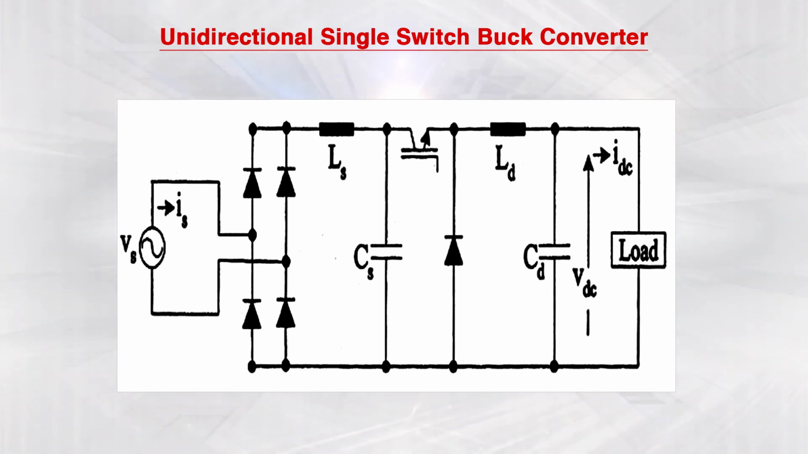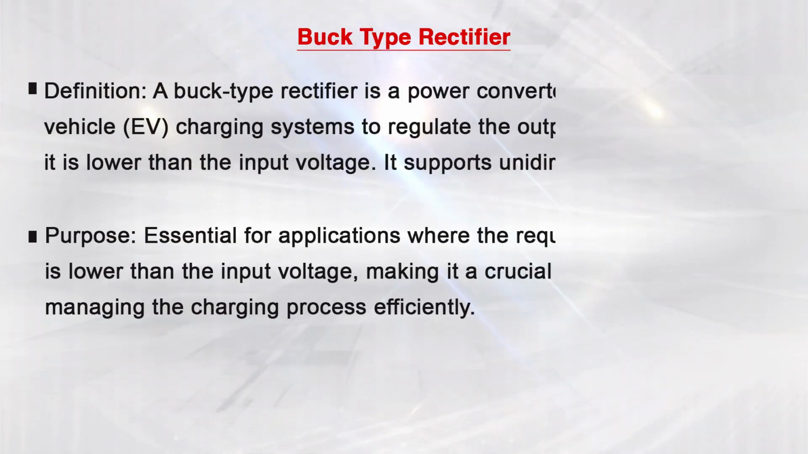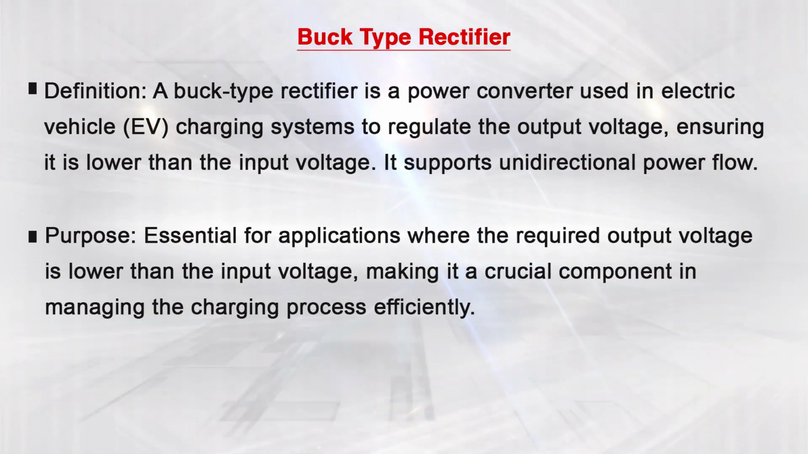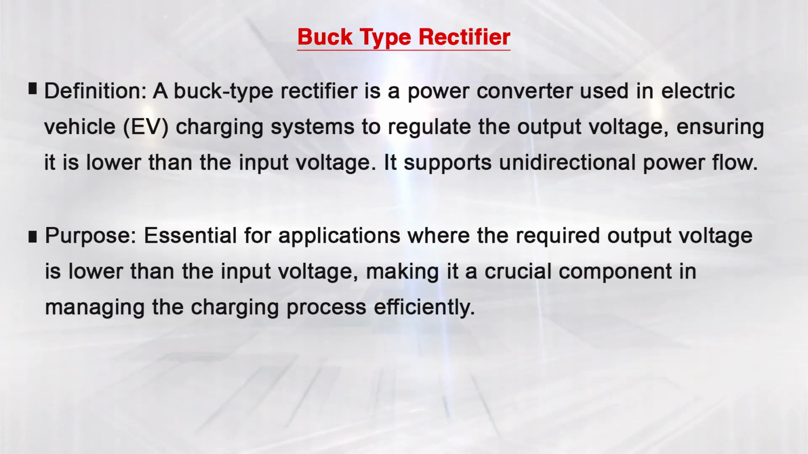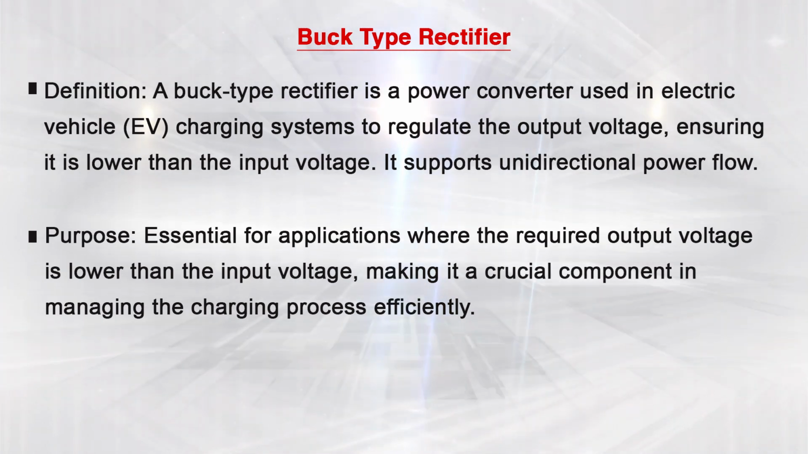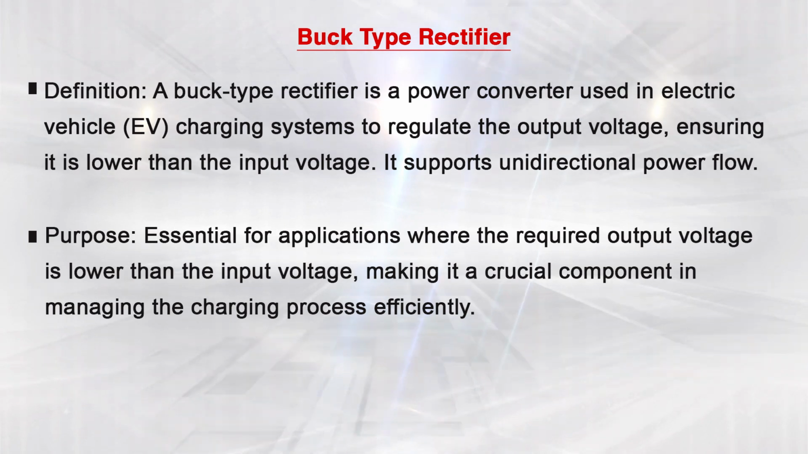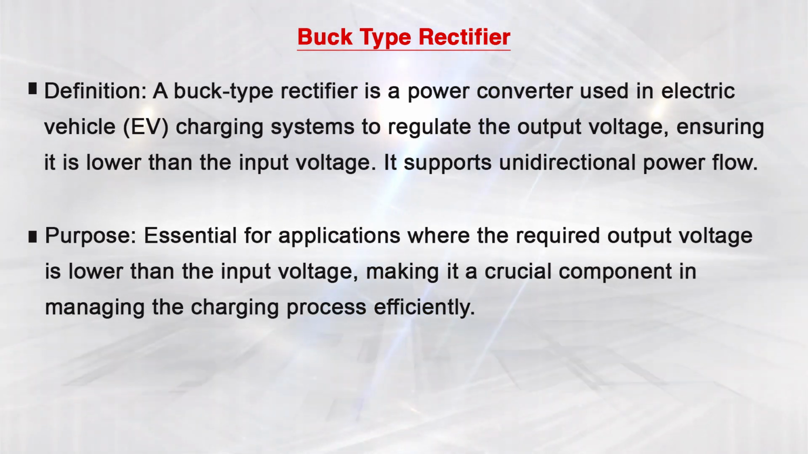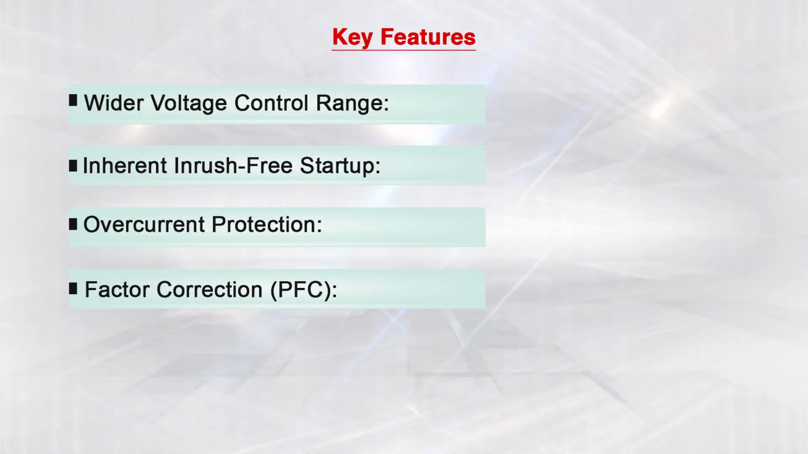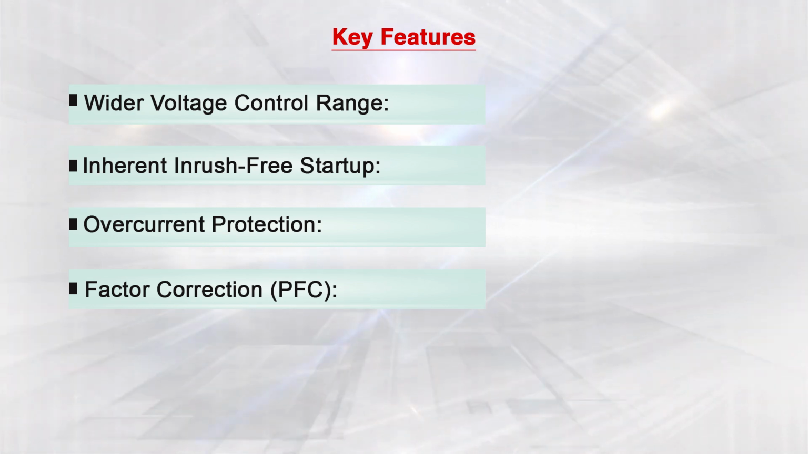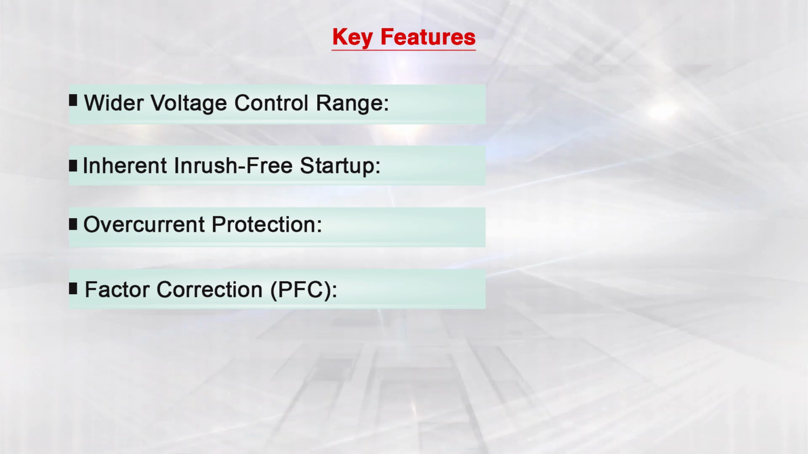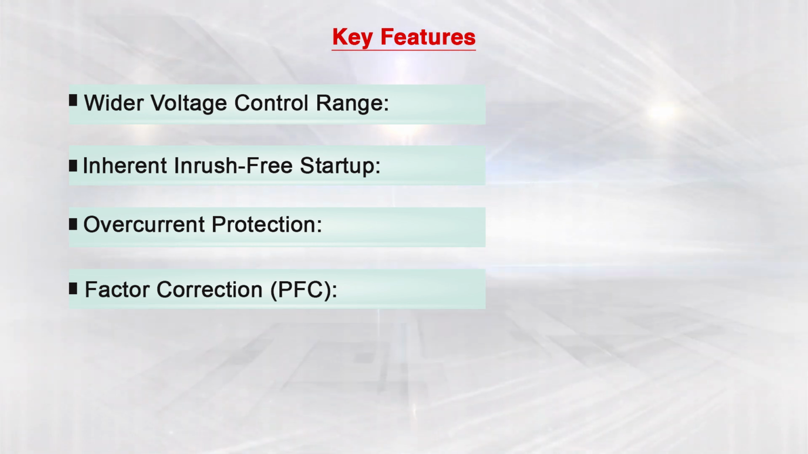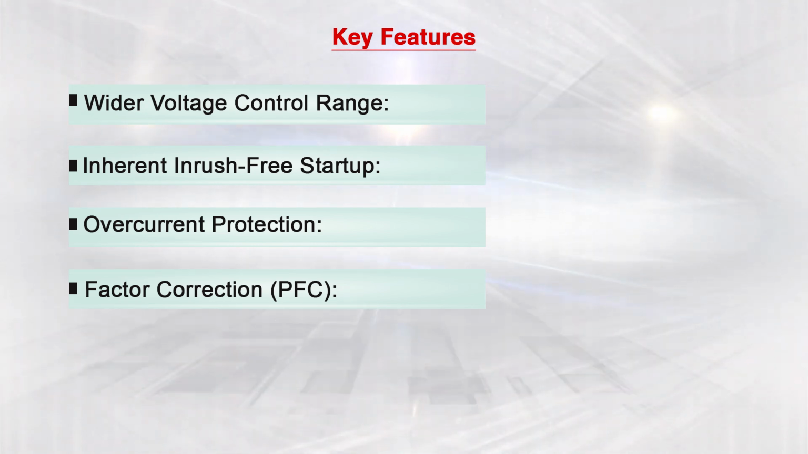So, this way we can make it unidirectional. Now, we have the buck type of rectifier, a power converter used in electric vehicle charging systems to regulate the output voltage and ensure it is lower than the input voltage. There are various key features like wider voltage control, inherent inrush-free startup, overcurrent protection, and it can provide power factor correction.